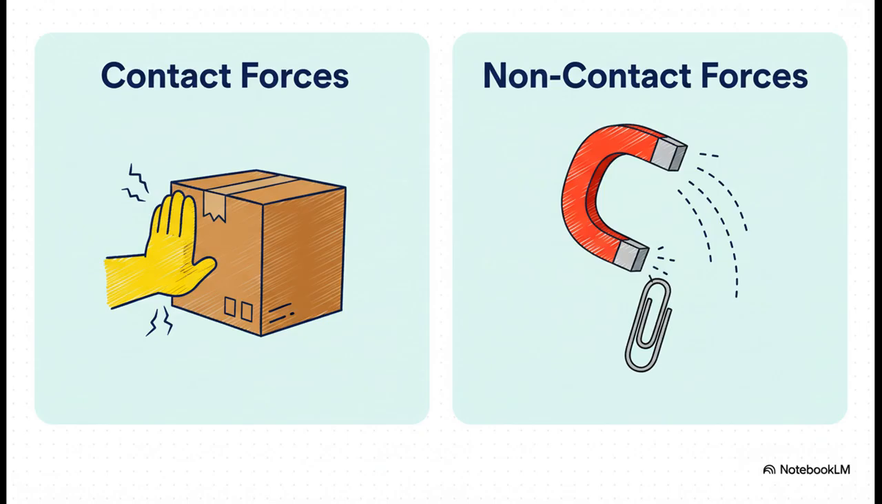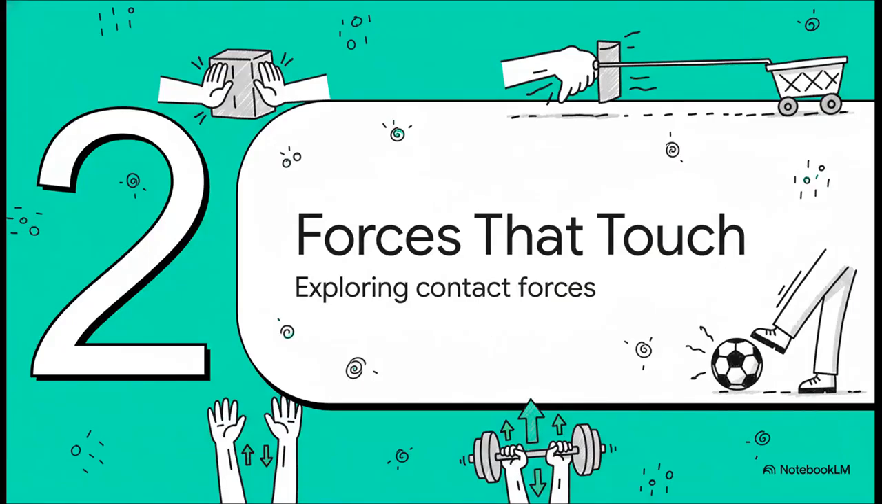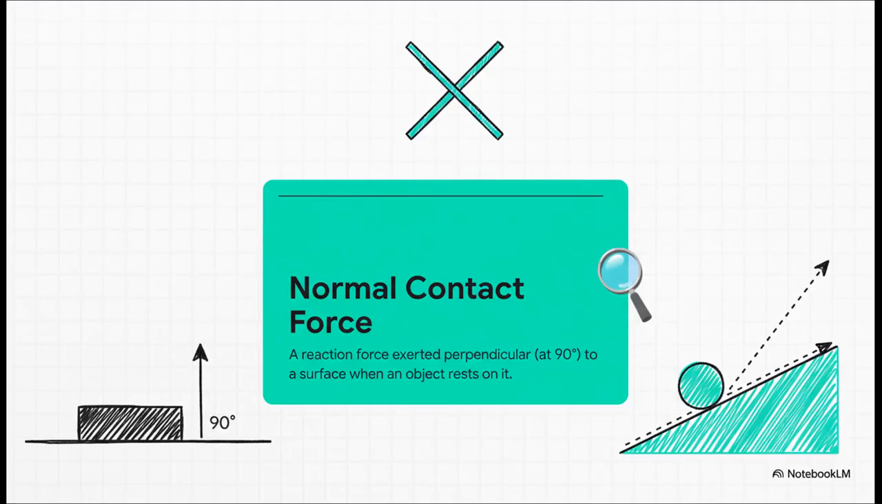Let's break those down. Okay, first up are the forces we know best, the ones we feel every single day. These are the forces that require physical contact, the pushes and pulls that you can literally feel on your skin. So this one sounds a little technical, but I promise it's not. It's that force we talked about a minute ago. In physics, the word normal just means perpendicular, at a perfect 90-degree angle to a surface. It's the upward push from that surface that stops everything from just falling right through it.